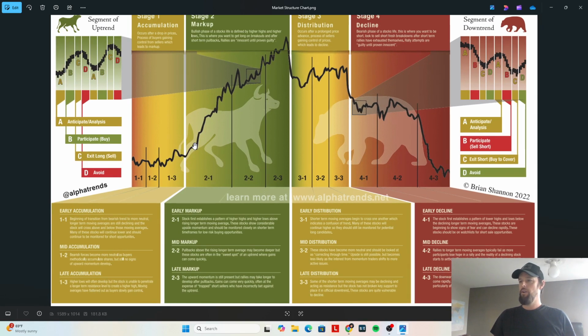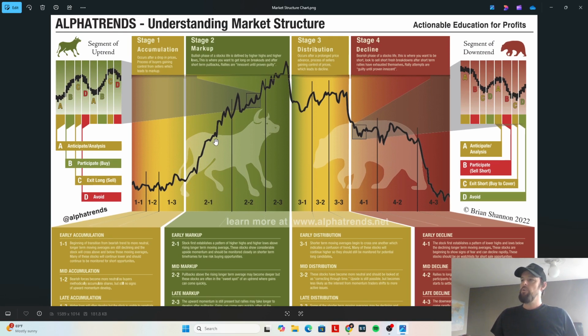This phase right here. All right, so price goes up, the markup phase. This is the trend phase. But then price starts to go sideways again. That's the distribution phase. So this bottom over here was accumulation. This is now distribution, what you see in yellow here. So 3, 1, 3, 2, 3, 3.